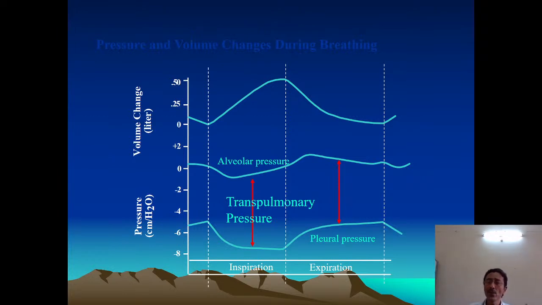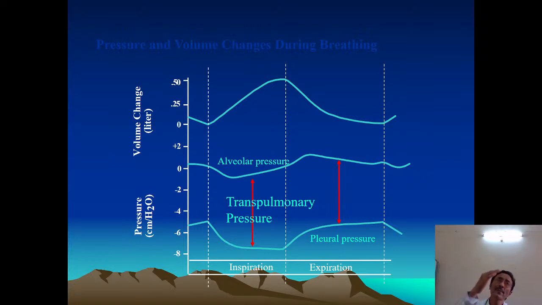Now the inspiration is over, the muscles are relaxing. Now the pleural pressure, which was going down to minus 8.5 mmHg, goes up a little, becomes a little less negative. So when it becomes less negative, the expansion of the alveoli is reduced. When the expansion of the alveoli is reduced, the alveoli shrink. When the alveoli shrink, it means that the alveolar pressure is increasing.